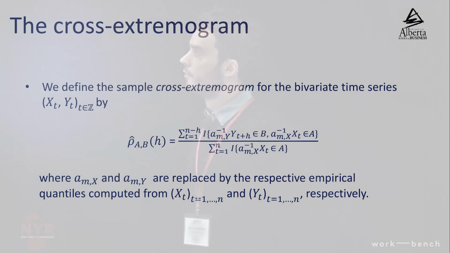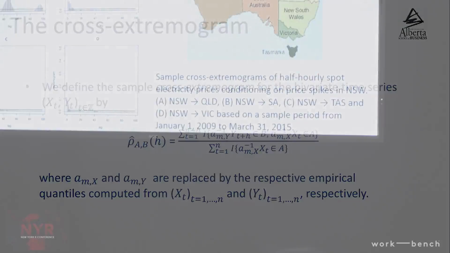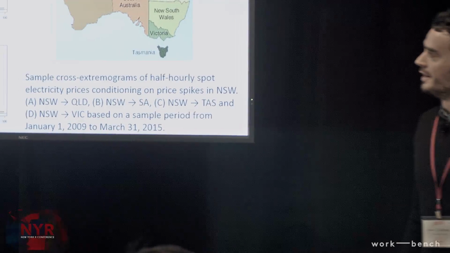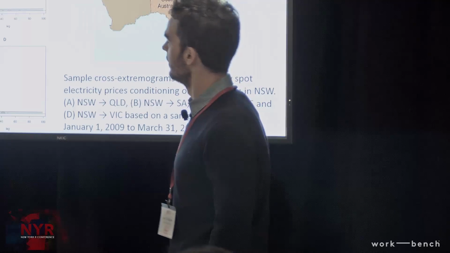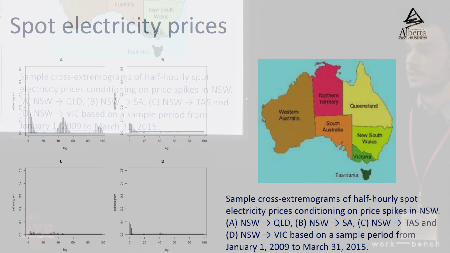In the interest of time, I'm going to move on to what's probably more interesting, cross-extremograms. Given that there's an extreme value in one region, what's the probability there's an extreme value in another region? I've added a nice plot of Australia here for you to see the relationship between them all. This is conditioning on New South Wales, and I'm looking at upper quantile extreme values. Given that there's an extreme value in New South Wales, what's the probability that there's an extreme value in A, Queensland, which is just north of it, B, South Australia, C, Tasmania, and D, Victoria.